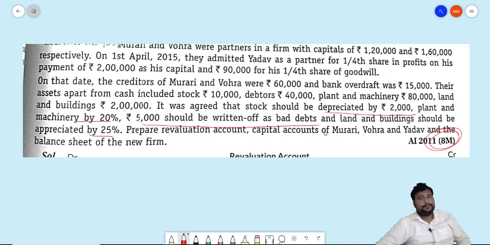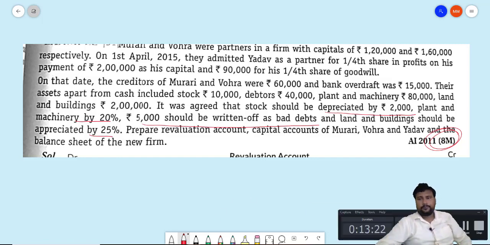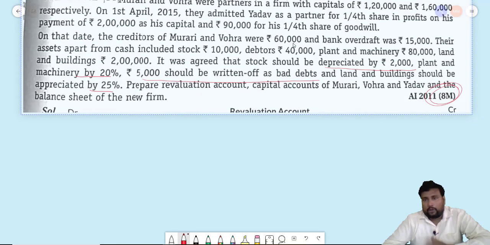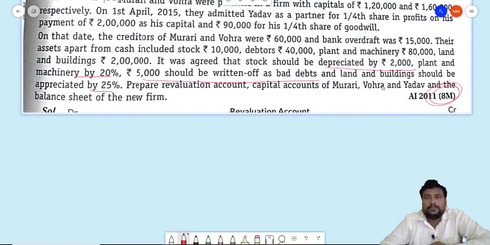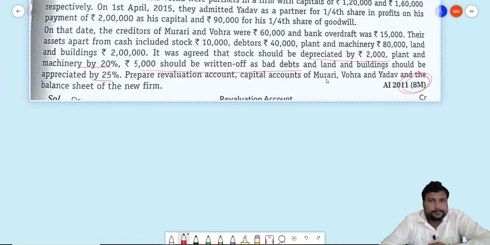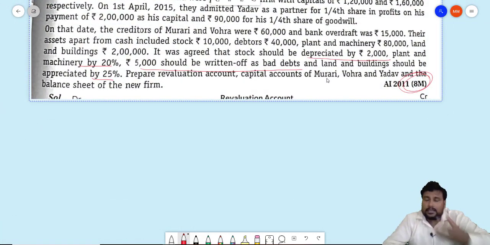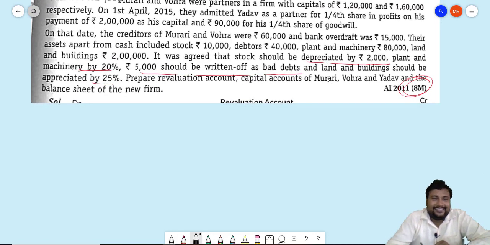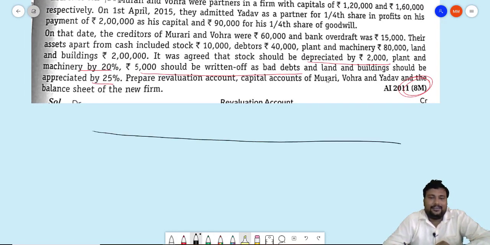Chalo ji, a very simple question. I will make the revaluation account for you guys. Now you match your answer if you had prepared the revaluation account. Otherwise, you see how the revaluation account will be prepared. And if you understand the revaluation concept, then go and do the like also. Chalo ji, the line went crooked, no issue.